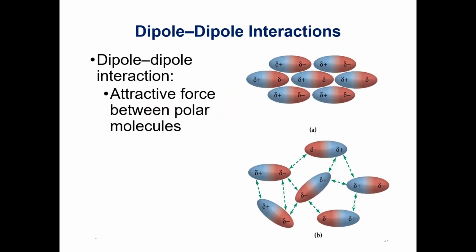So the next intermolecular force that's a little bit stronger than London dispersion forces is dipole-dipole intermolecular forces. So the dipole-dipole interaction occurs in polar molecules. It's an attractive force between the partial negative end of one polar molecule and the partial positive end of another polar molecule. So to be clear here, London dispersion forces only occur in nonpolar molecules. Dipole-dipole forces occur in polar molecules.